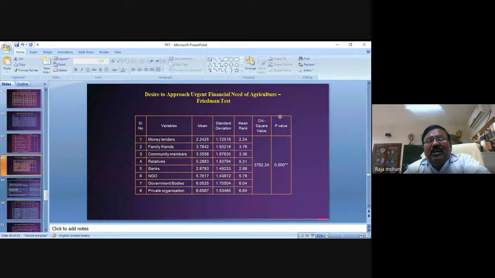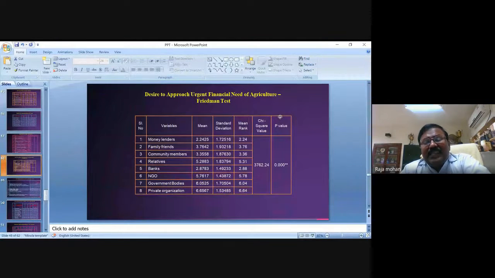It is the Friedman test. Is there any significant difference among the responses of the respondents? My views and your views are differing, or actually not differing. That we are finding out by using the Friedman test. The responses they gave us were moneylenders, family friends, community members, and relatives, banks, NGO, government bodies, and private organizations. These are the things we can remember.